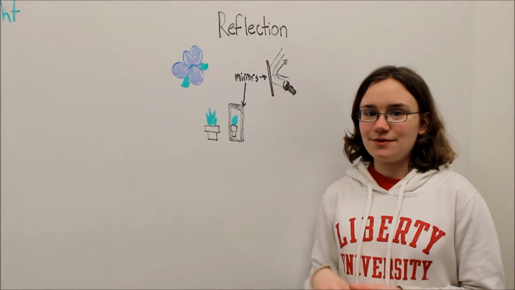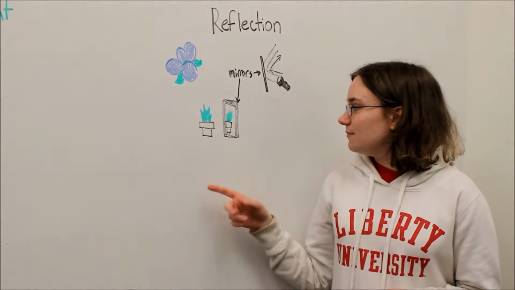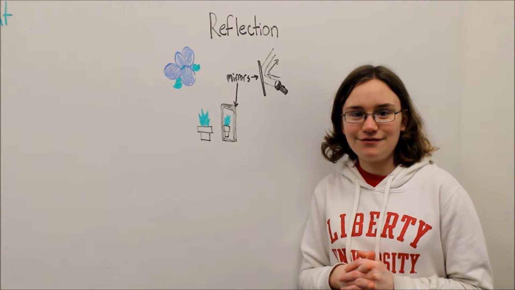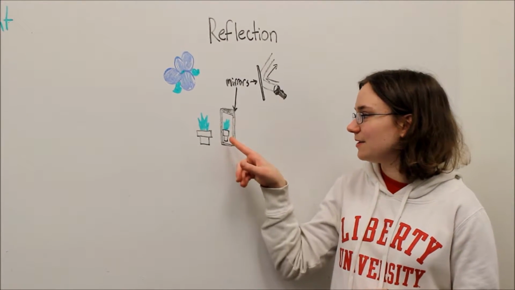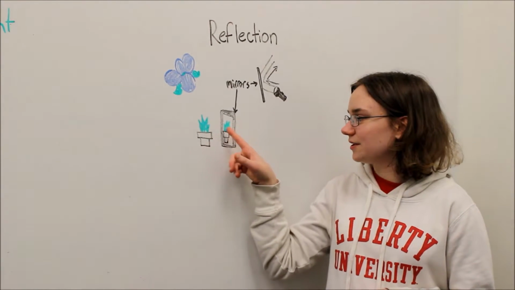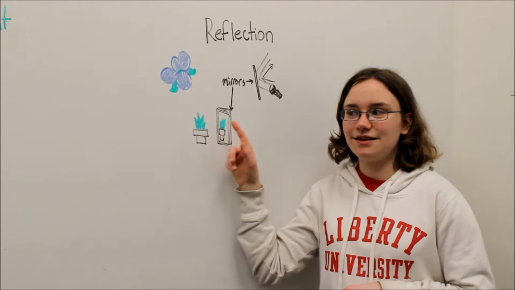Reflection is also what happens when you look in a mirror. Mirrors reflect all kinds of light. That shiny stuff in the back, the silvery stuff, is what is reflecting the image. It bounces the reflected light from an object back so that it looks exactly like that object.